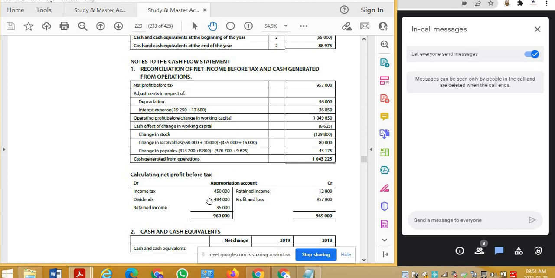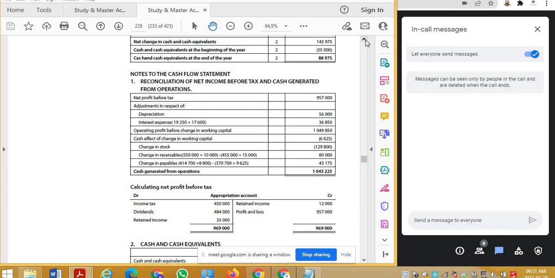There's a difference between dividends paid. When you're working out the appropriation account, we've got our GAAP principle hat on, just so that we can work out the profit and loss. Once we have that net profit before tax, let's take our GAAP principle hat off and put our cash flow statement hat back on. This amount over there will also make a little bit more sense when we talk about the dividends paid. Okay, I hope that helps.